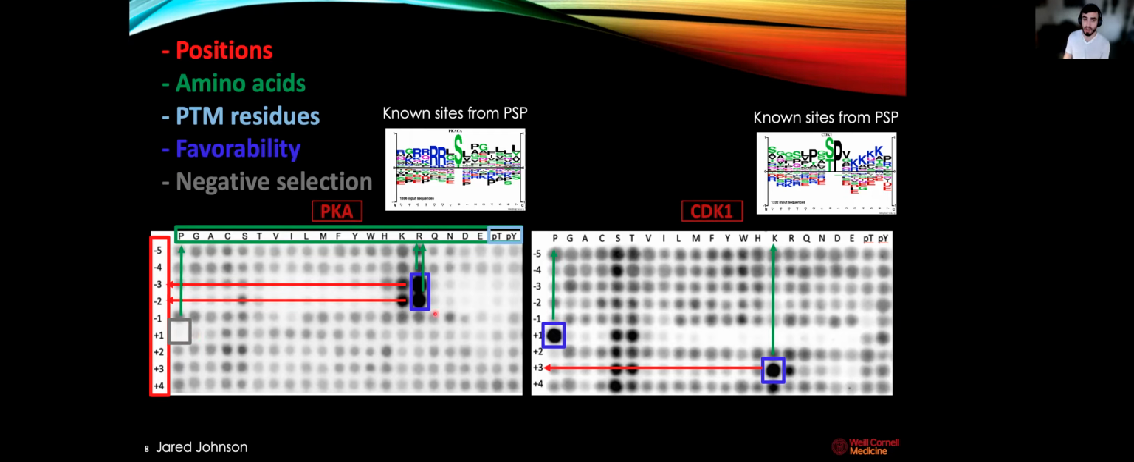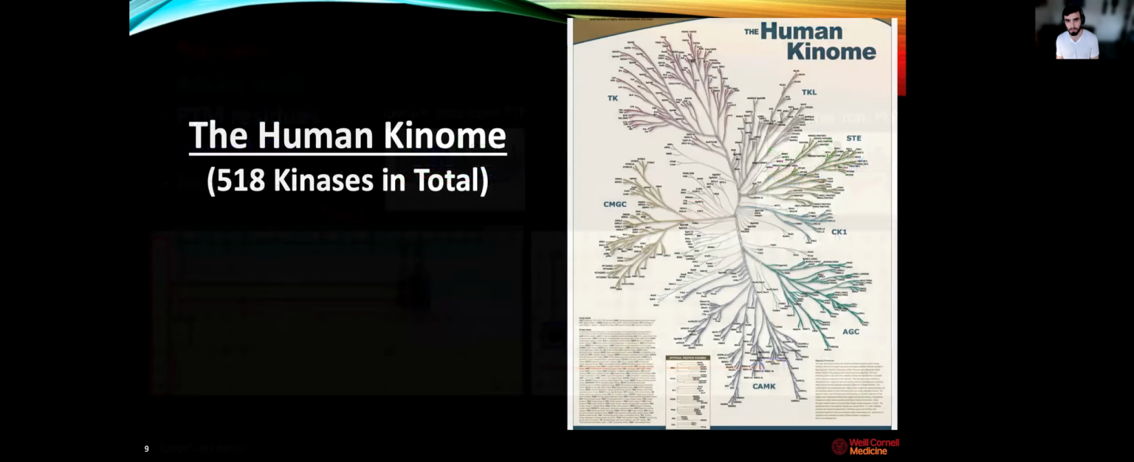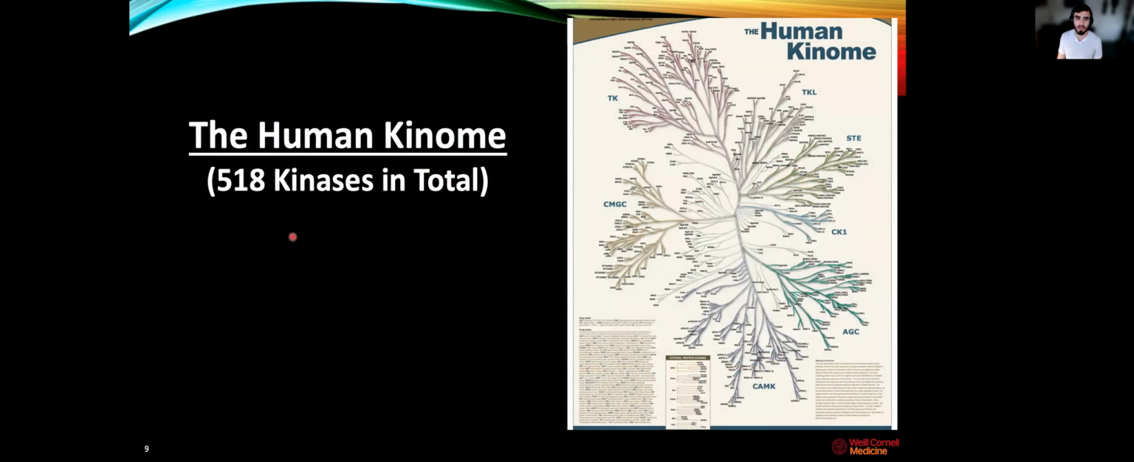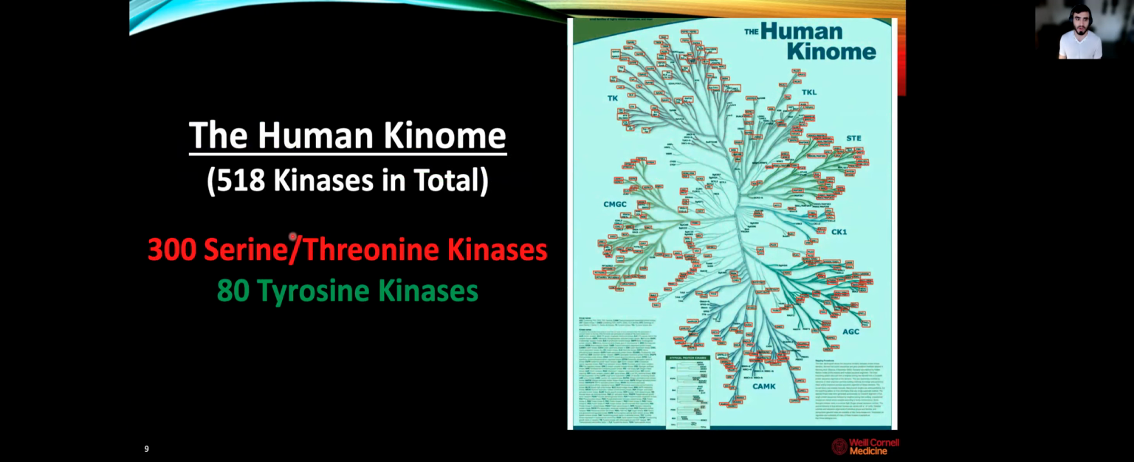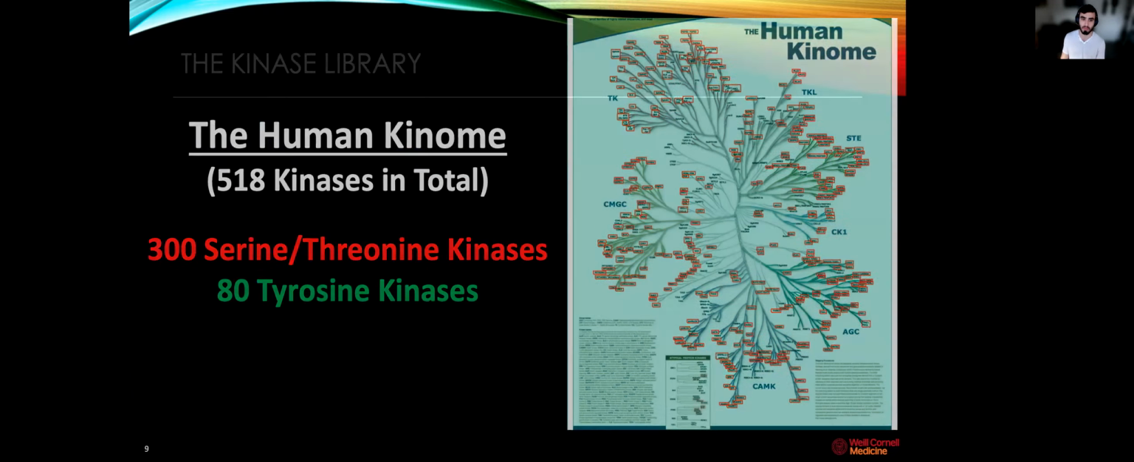As you can see here, PKA and CDK1 have completely distinct motifs, and these motifs are totally different for every single protein kinase, of course more similar within families. So for the entire human kinome, we have about 450 active kinases; the rest are pseudokinases. We've characterized 300 serine or threonine kinases and the entire tyrosine kinome, which can give us a good idea about the entire specificity of the kinome, or at least a close family member for every protein kinase from the kinome.